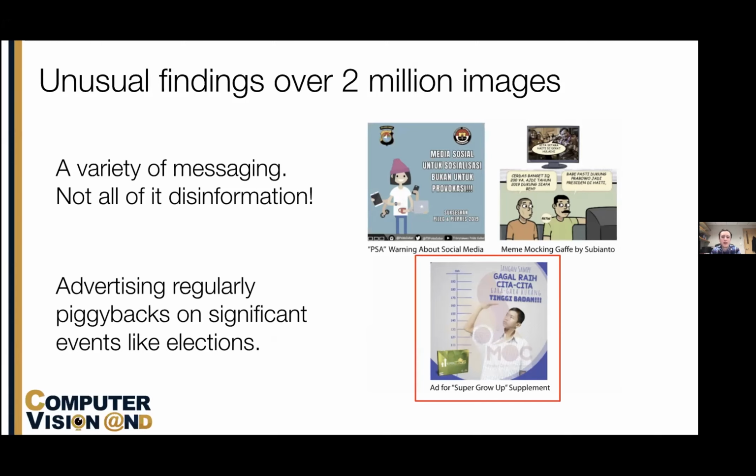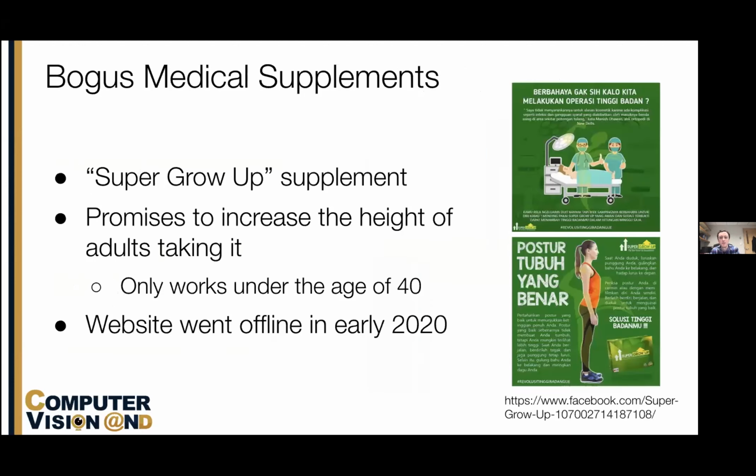surrounding this event. Now, coming back to science, I want to point out that advertising regularly piggybacks on significant events like elections, and the products being advertised are not always what they appear to be. For instance, this bogus medical supplement we found called Super Grow Up. It promises to increase the height of adults taking it. Yes, you can grow taller as an adult if you take this supplement. So the advertising tells us. But it only works under the age of 40. So I better take it soon if I want to get a little bit taller.